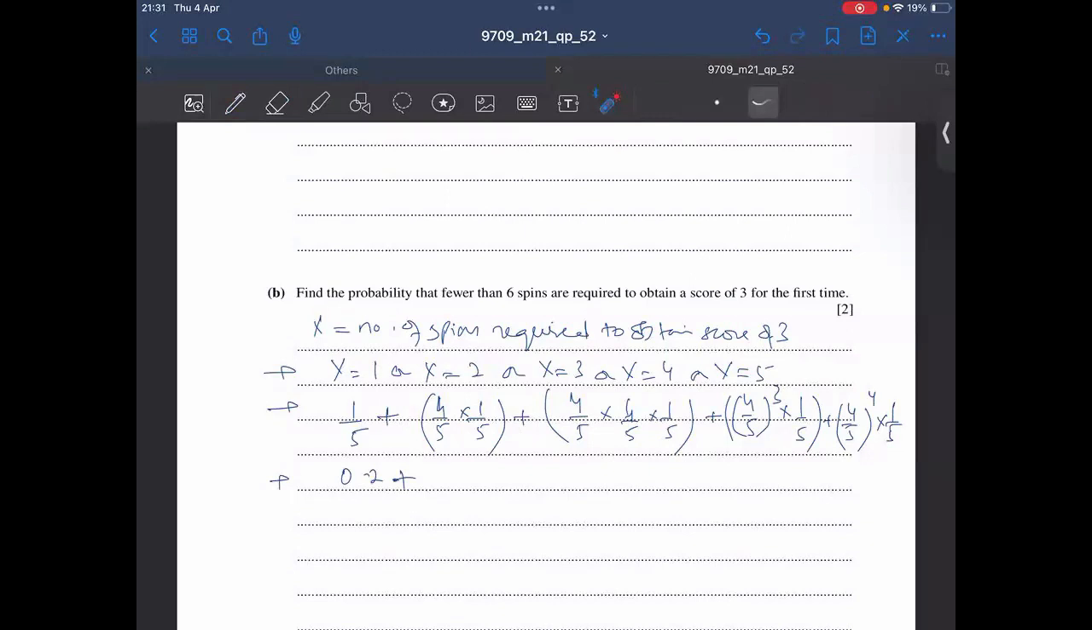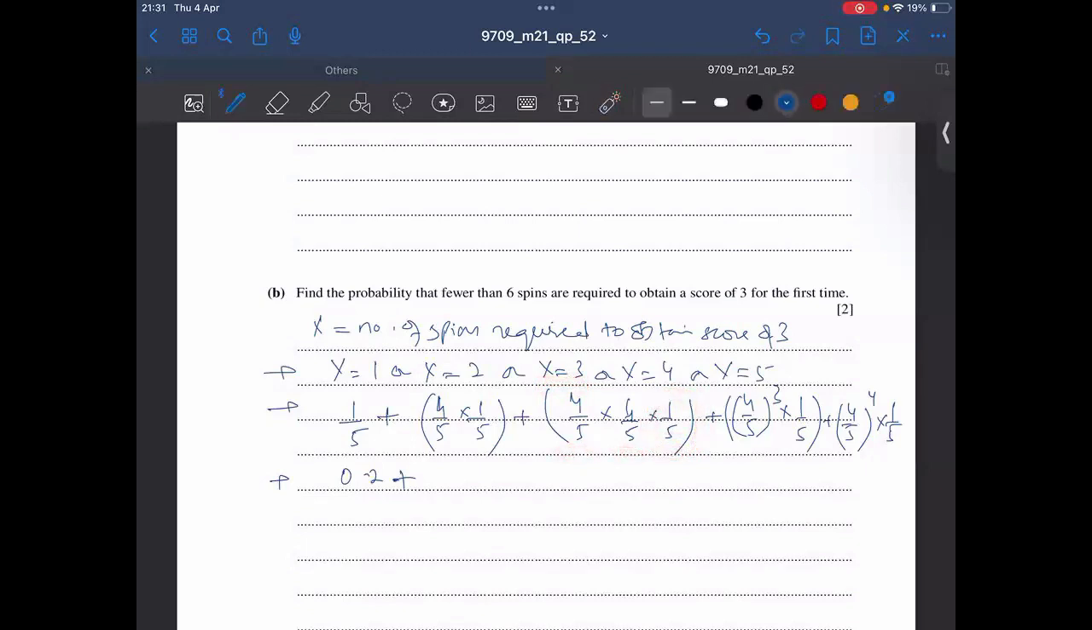Why? Because 4 no. Look, x equals 3 means that you are getting the score of 3 in the third spin. So of course, you are getting the score of 3 for the first time in the third spin. So in the first 2 spins, you won't be getting 3. That's why. All right.